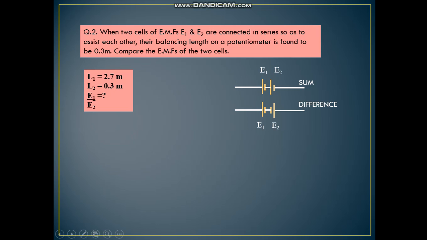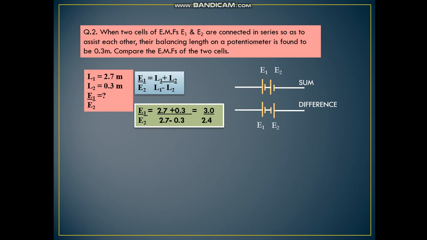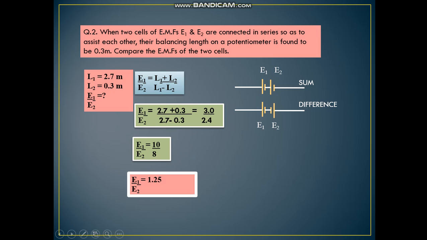So sum means the negative of E1 is connected to the positive of E2. And difference is when the negative of E1 is connected to the negative of E2. So we have the formula E1 upon E2 as L1 plus L2 upon L1 minus L2. So let's substitute, pretty easy. E1 upon E2 is equal to 2.7 plus 0.3 upon 2.7 minus 0.3, which is equal to 3 upon 2.4, which gives you 10 upon 8, which is nothing but 1.25.